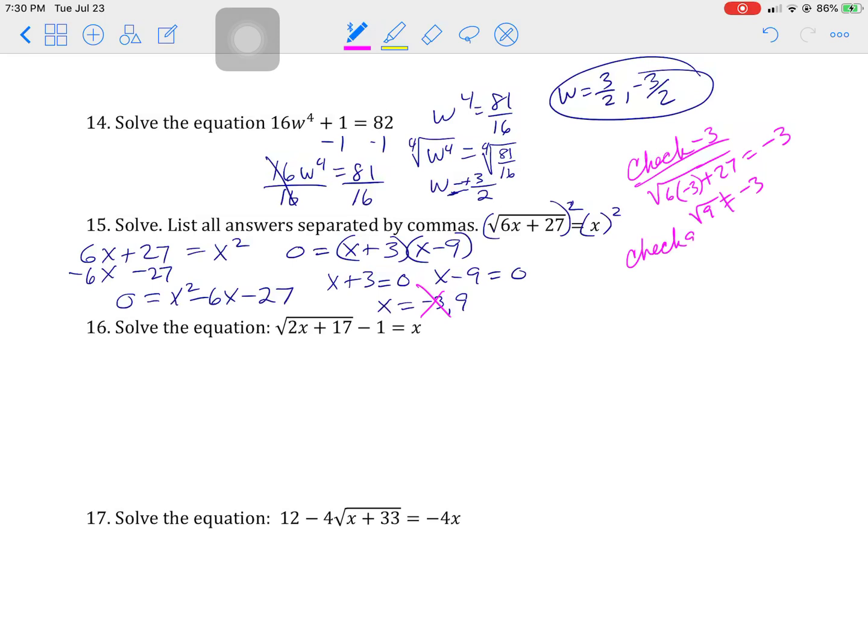Let's check the 9. 54 and 27 is going to give me the square root of 81. The square root of 81 is a positive 9, so that one works. So this answer is x equals 9. Okay, this one, let's see, we need the radical term alone on one side.